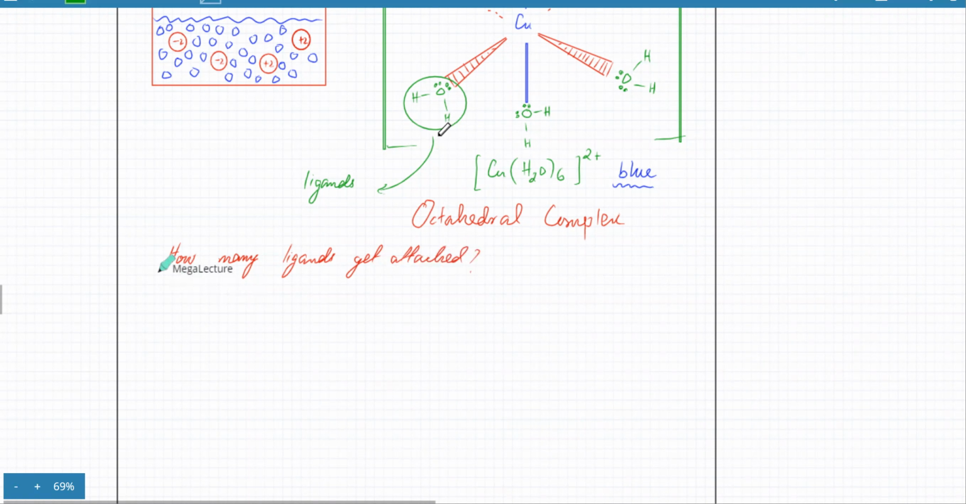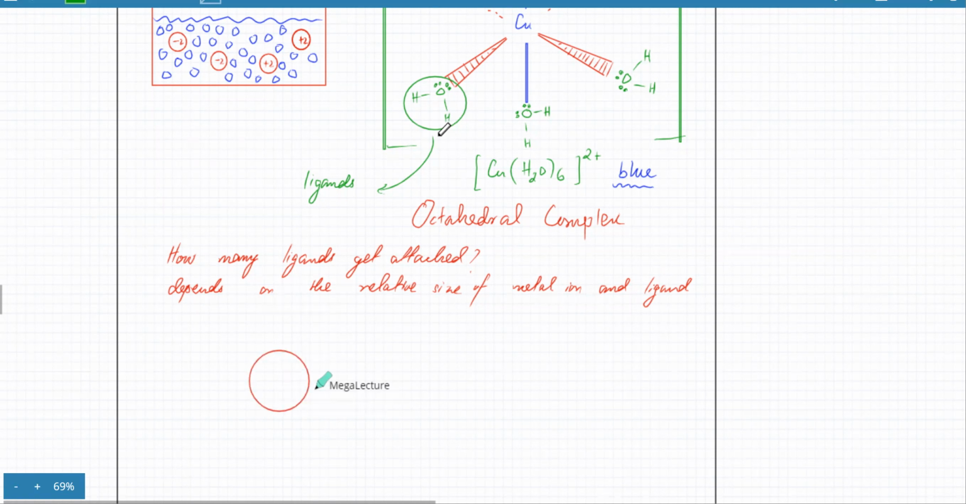The answer to this is that it depends on the relative size of the metal ion and the ligand. What that basically means is that you could have a huge metal ion, like a big metal ion in the center, and the ligands that are getting attached. So the ligand could be very small in size. So if it's very small in size, you could have lots of ligands that can get attached to it.